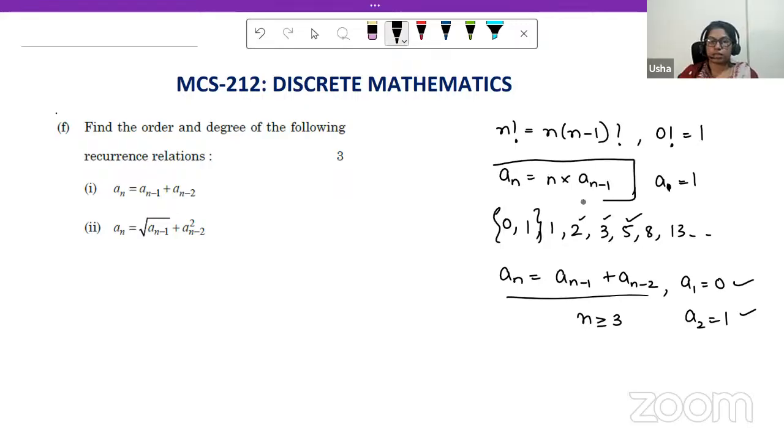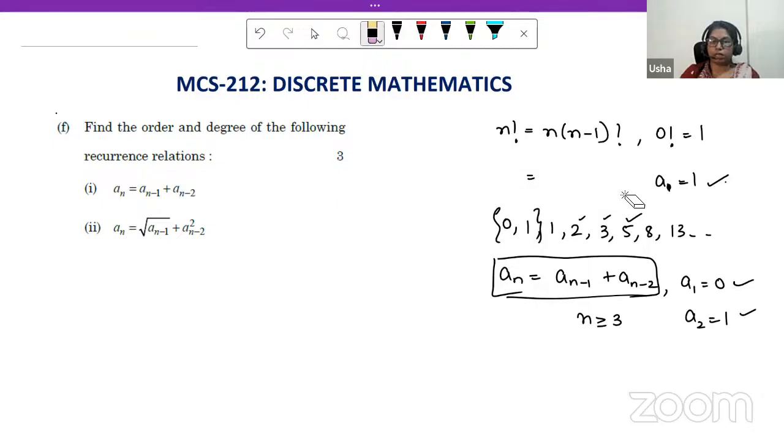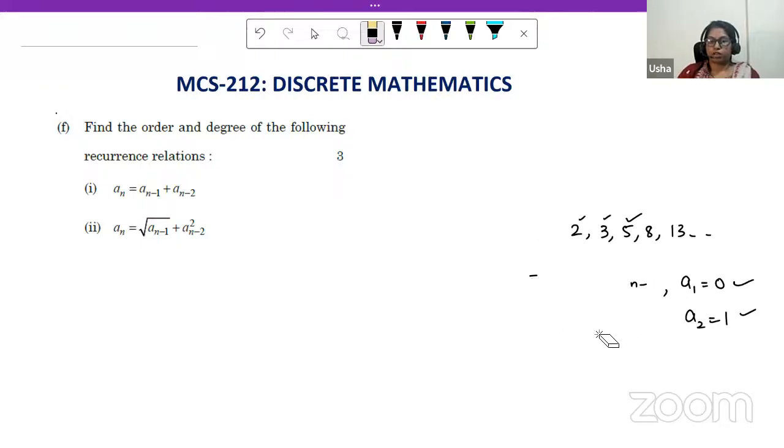Now this is a recurrence relation. And this is the initial value. And this is also a recurrence relation, and these are the initial conditions. Is everybody clear with the meaning of recurrence relation? So, mention in the chat.